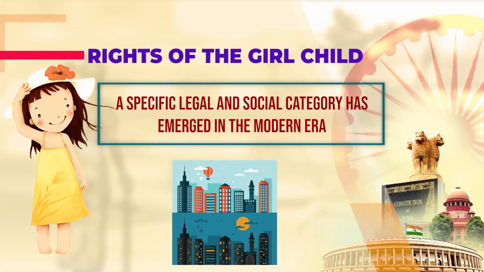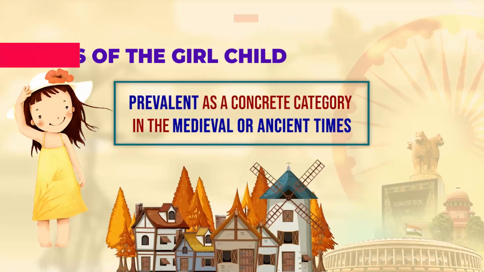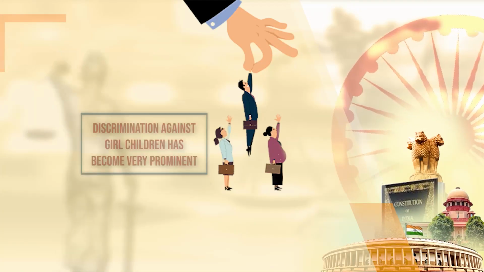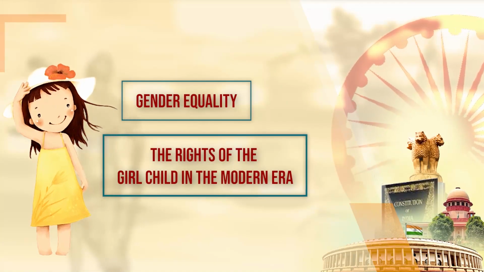Now, to begin with, the rights of the girl child as a specific legal category, as a specific social category, has emerged in the modern era. It is important to note that the rights of the girl child were not as prevalent as a concrete category in the medieval or in the ancient times, even though the girl children may have had certain rights in various societies, even in those times. In the modern era, we find that the awareness regarding the discrimination against girl children has become very prominent, and that is why it is important to address gender equality, to address the rights of the girl child in the modern era.